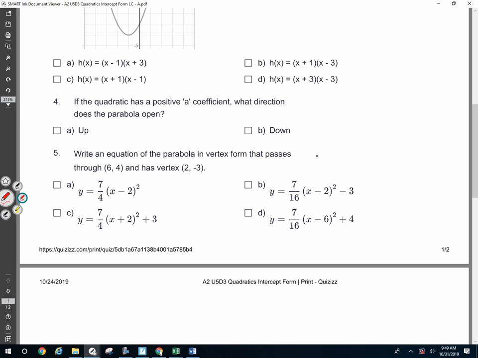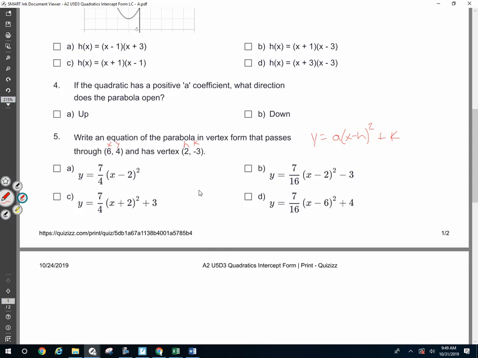For number 5, your vertex form, please write this down. Remember, you got your vertex. That's your h and your k. This is your point. It's a random x and a y. You could plug in x, y to find h and k. If we need to pause so we can write this down, please do that.